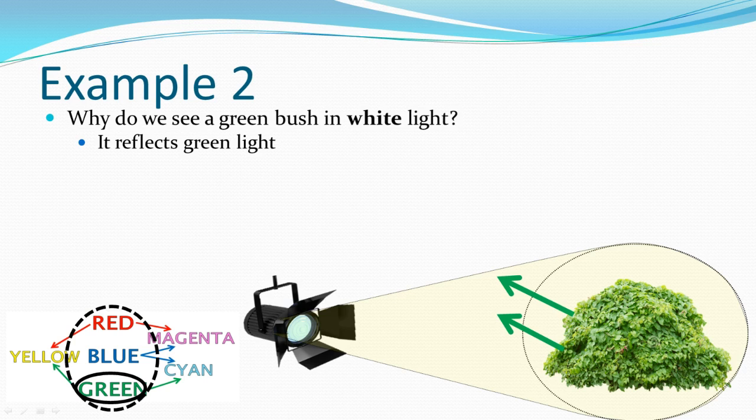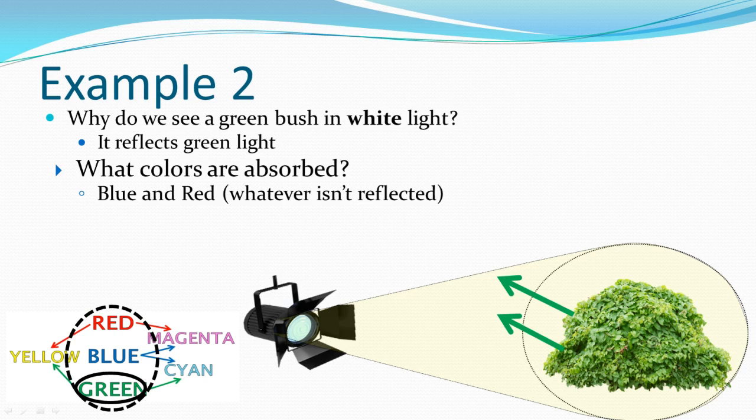That means if it's reflecting green, it has to be absorbing the other colors. It's absorbing red and blue. So whatever doesn't reflect absorbs. This is why we're technically shining all three colors on it, but only seeing one of those colors reflect off. The property of the bush determines what color it reflects and what color it absorbs. The color of the light then allows it to either absorb or reflect. In white light, it's green because it can reflect green and absorb red and blue.